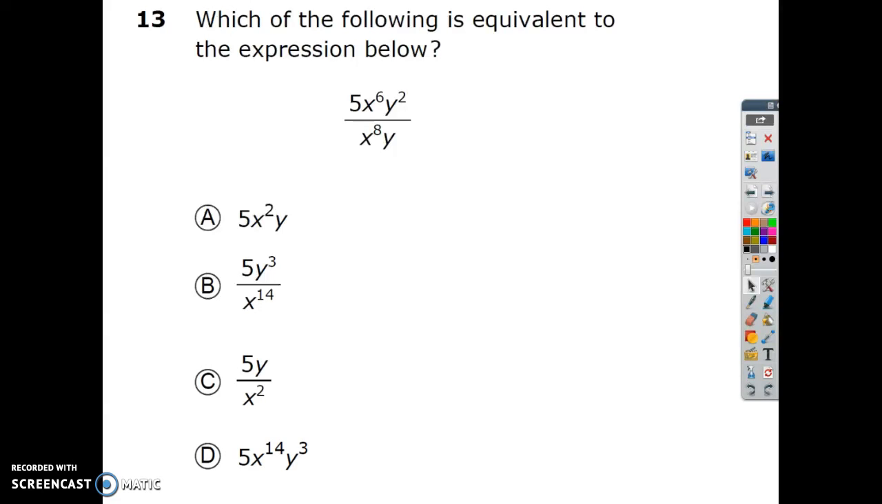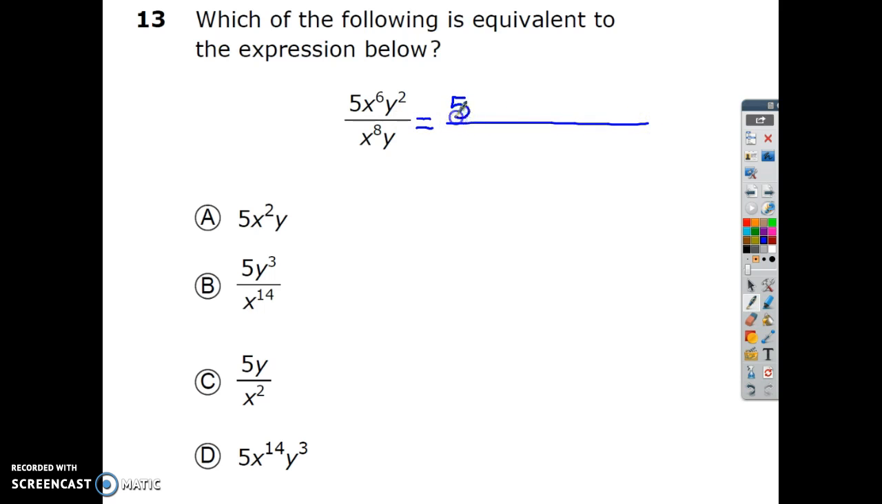In this video, we're going to do problem 13, 14, 15, and 16 on the back of your CBA 2 review. For these, all you have to do is expand. So I would expand the top and the bottom.